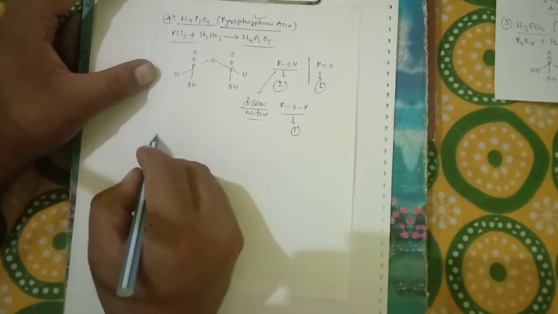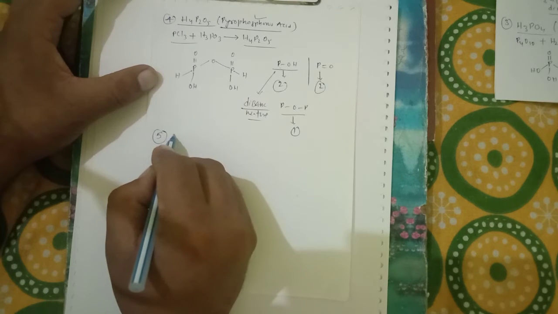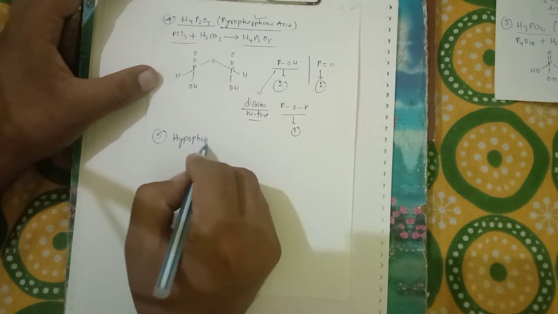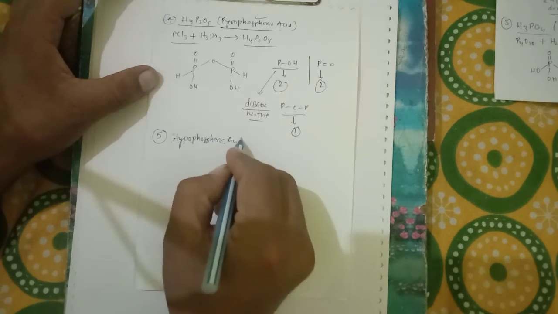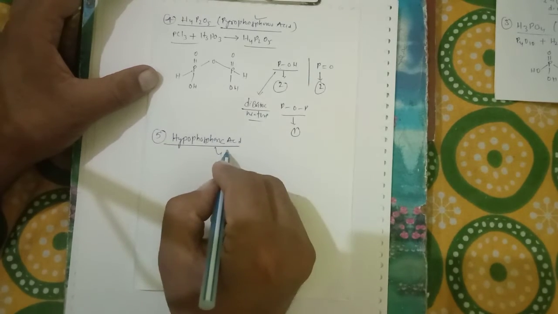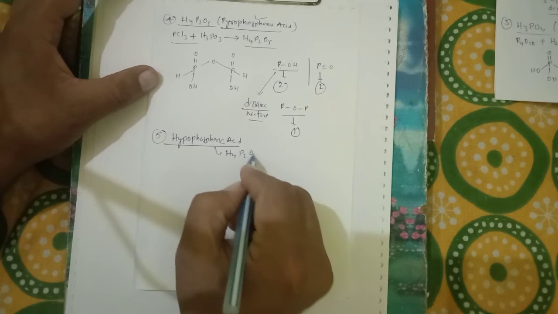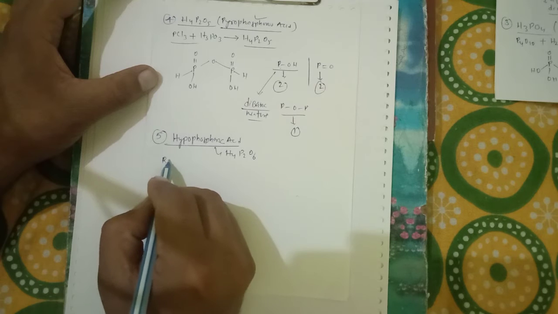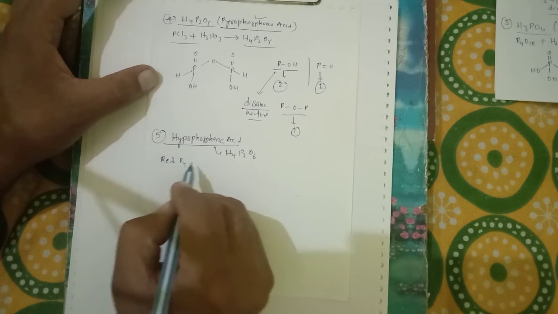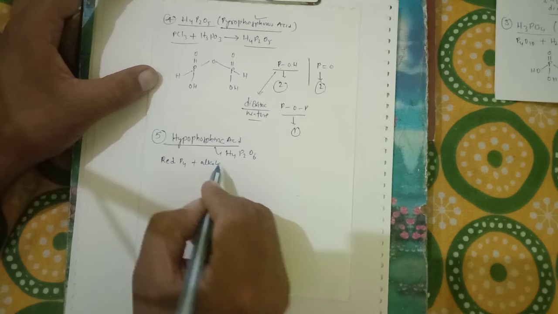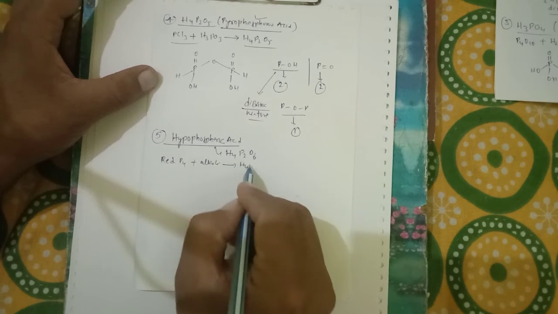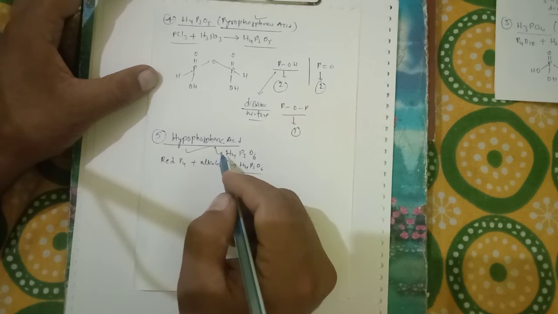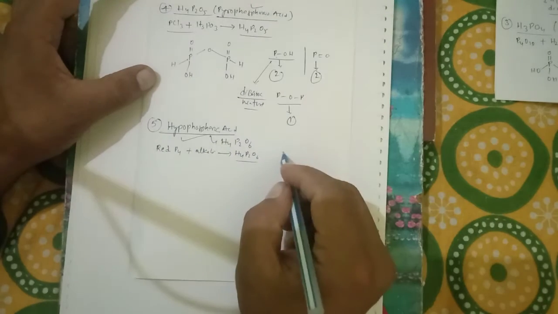Let us go for the fifth one, that is hypophosphoric acid, and its formula is H4P2O6. Its preparation happens with the reaction of red phosphorus with alkali, and it leads to the formation of H4P2O6, that is hypophosphoric acid. Let us see its structural arrangement.